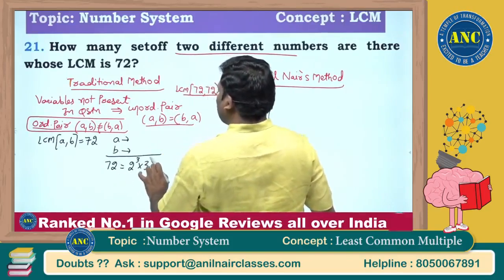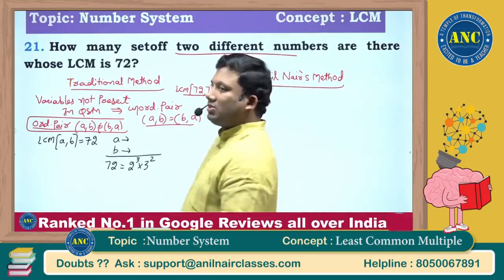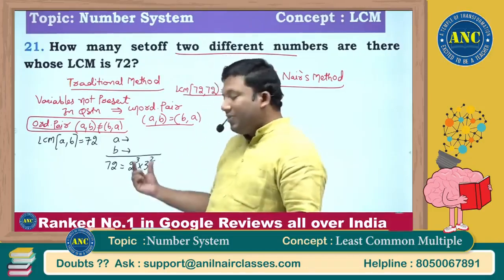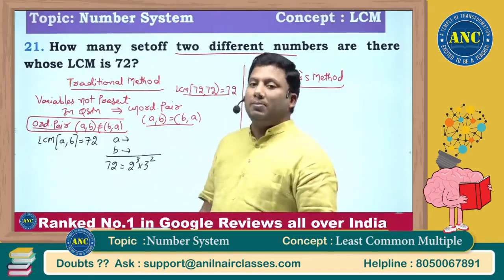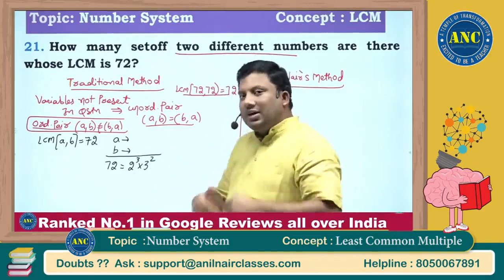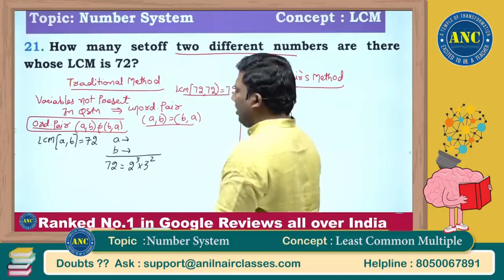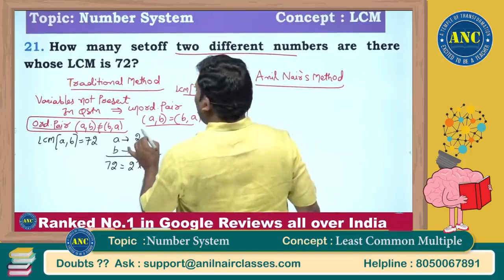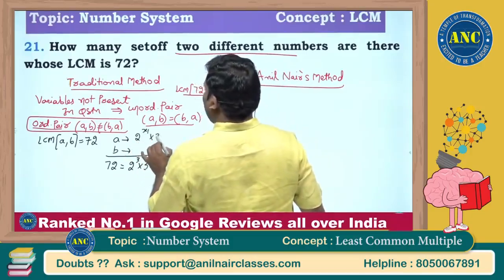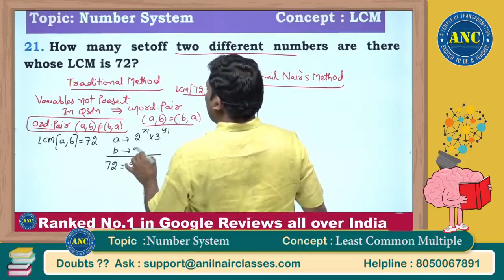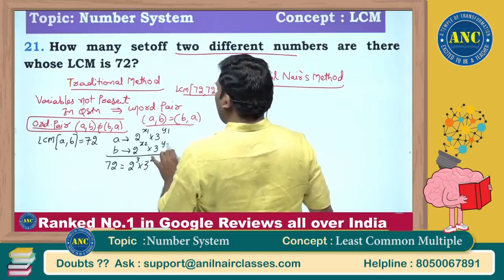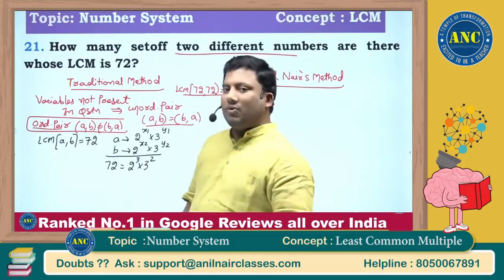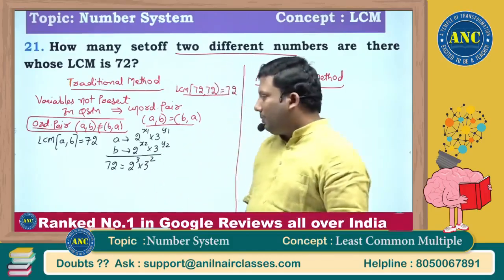72 can be written with the highest powers of prime bases as 2 power 3 into 3 square. The answer contains which prime bases? The answer contains 2 prime bases, 2 and 3. So the question numbers should have 2 and 3. So A is 2 power x1 into 3 power y1, and B is 2 power x2 into 3 power y2.